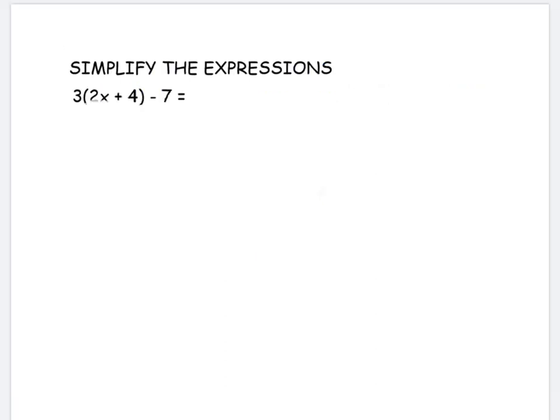So if I have the example 3 times 2x plus 4 minus 7, and I want to simplify the expression, the first thing that I would do would be the distributive property. So I would have to distribute the 3 to the 2x and the 3 to the 4. So I would have 3 times 2x plus, because there's a plus sign in the middle of the parentheses, plus 3 times 4, and then I still have the minus 7.